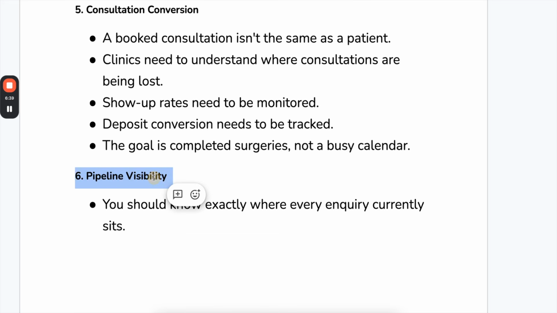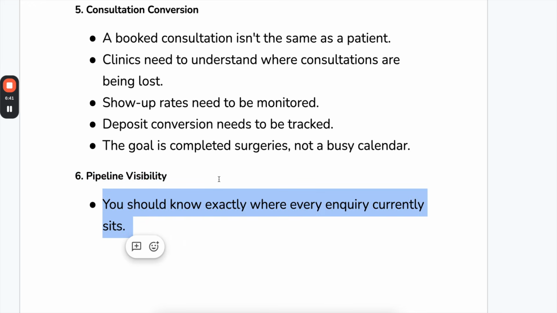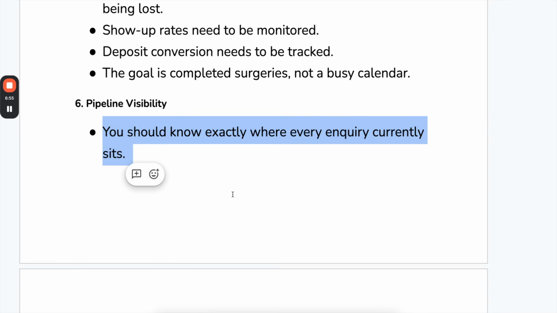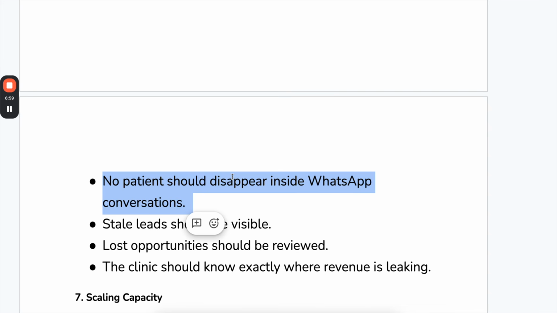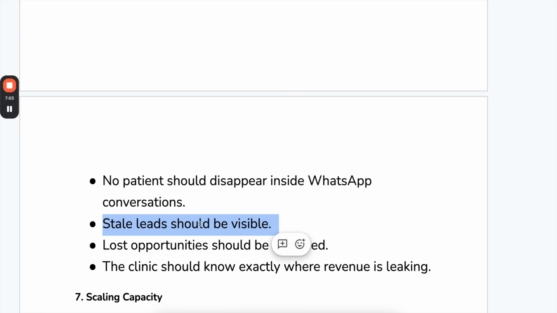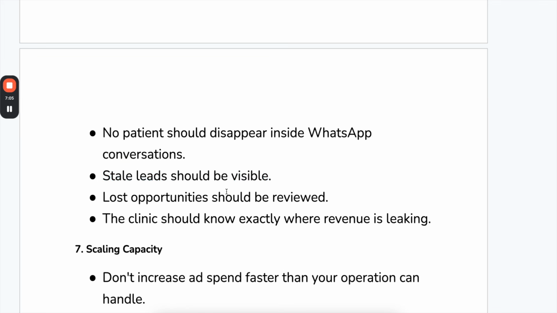And also pipeline visibility. You should know exactly where every lead currently sits. You should know what date to reach out to them. You should know when to reach out to them. You should know what you're reaching out about. You should know if you're reaching out with WhatsApp, with text, with SMS, with call. You should know everything. And no patient should disappear inside a WhatsApp conversation. Everybody should be tracked on your CRM. And stale leads should be visible. All the leads who are not replying should be visible.